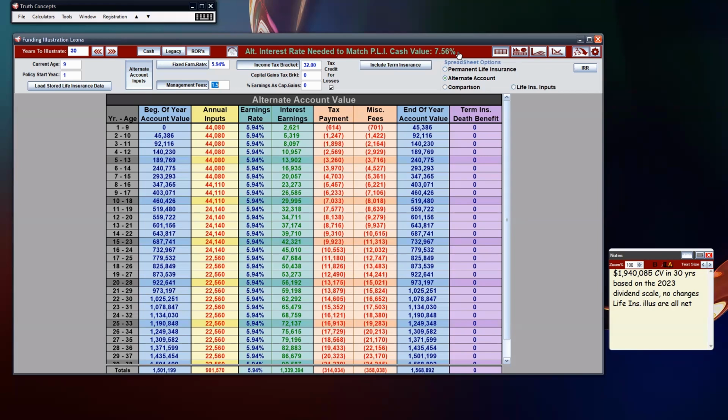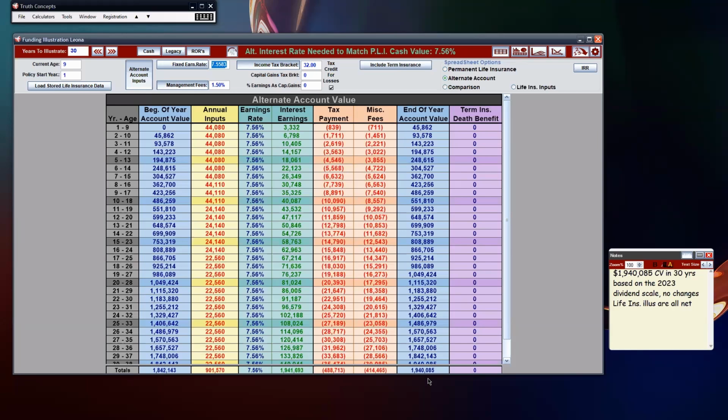So again, let's see if that's true. And so we're going to take this account, assume we could earn 7.56% every single year, pay the taxes out of the account, pay the 1.5% management fees, and voila, we end up at the end with the same $1,940,085. So while the 4.04 that we see in a life insurance policy is net of fees and commissions, when we're looking at other assets in a comparison, it's typically gross. And so we have to earn quite a bit more than that in order to keep up with the life insurance policy.